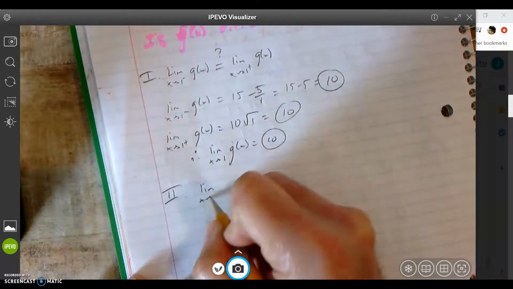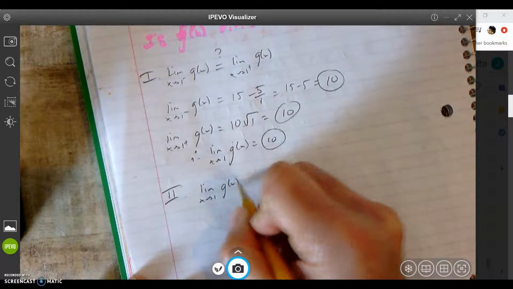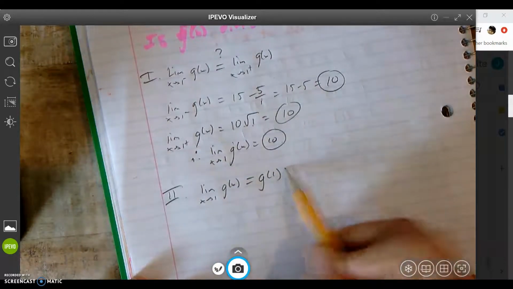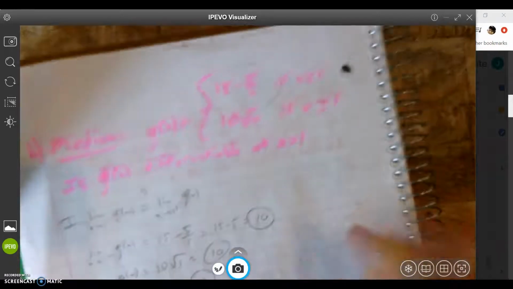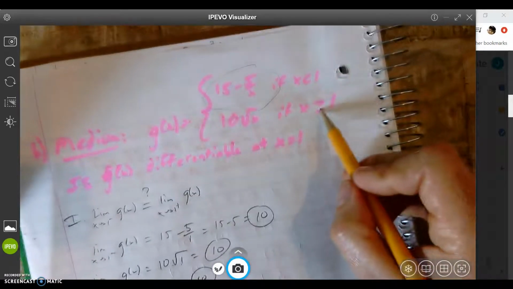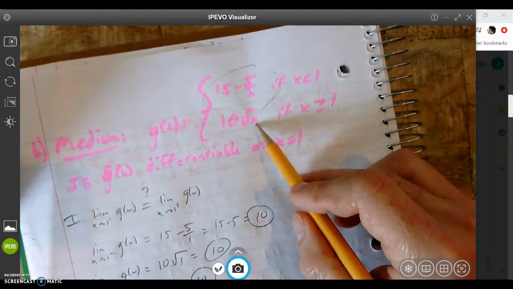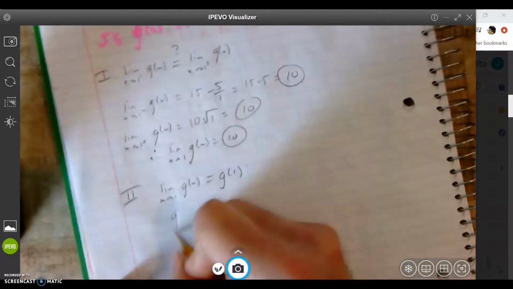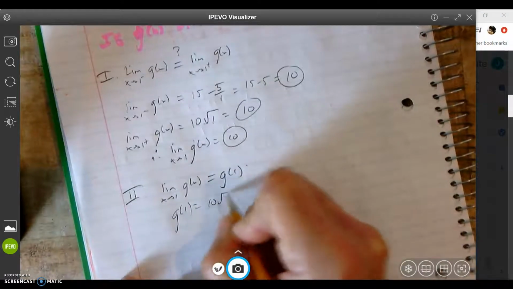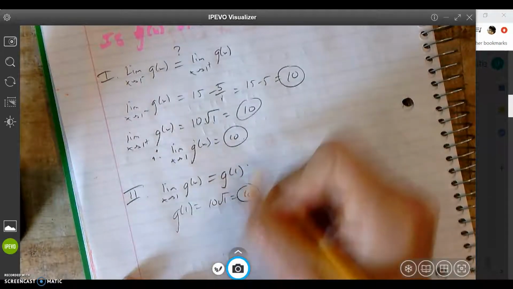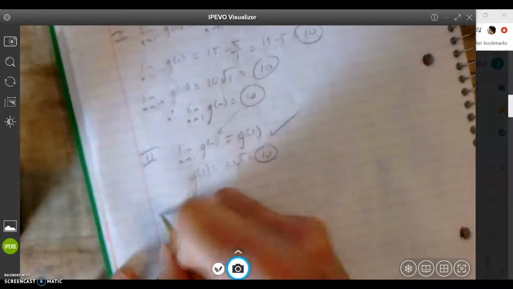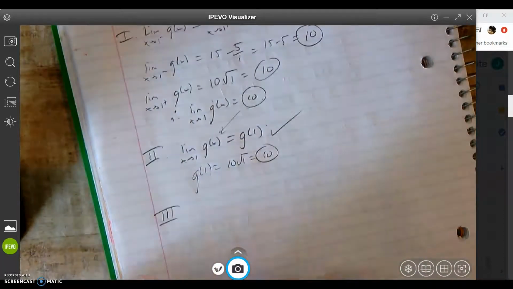Next, continuity. The limit as x approaches 1 of g of x has to equal g of 1. Make sure that point is there. So for g of 1, look at your domain, 10 radical x. It's right here. This is where x equals 1, and so I'm plugging in there. So g of 1 is 10 radical 1, which is 10. This also equals 10, so this is a check.